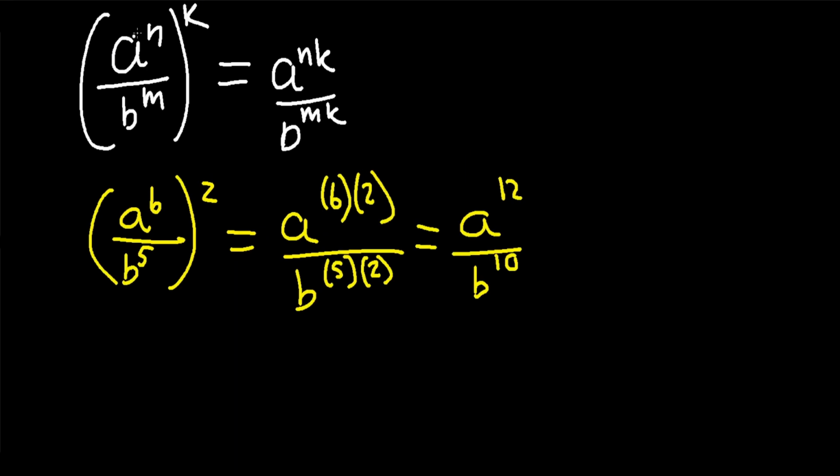For our final property, if we have a to the power of n divided by b to the power of m, all to the power of k, then that's the same as saying we have a to the power of n times k divided by b to the power of m times k. So for example, if we have inside the brackets a to the power of 6 divided by b to the power of 5, all to the power of 2, that's the same as saying a to the power of 12 divided by b to the power of 10 upon simplification.